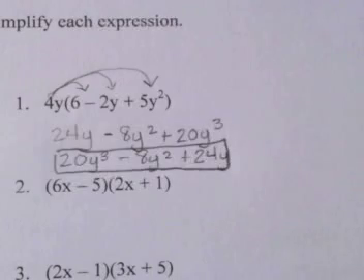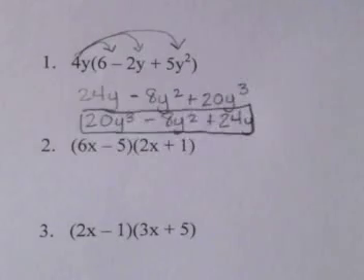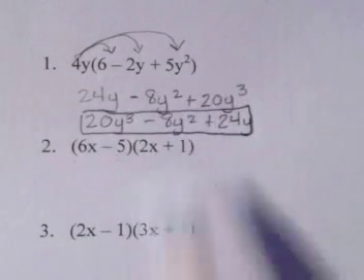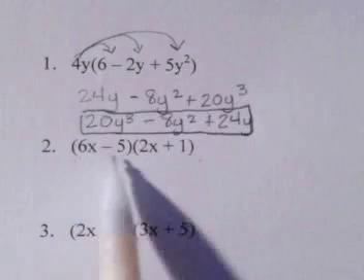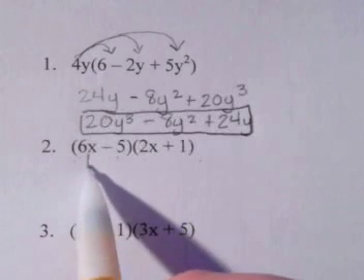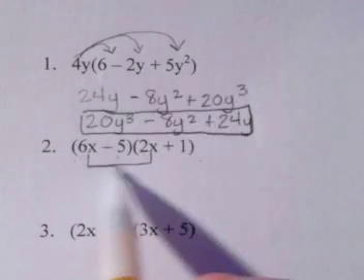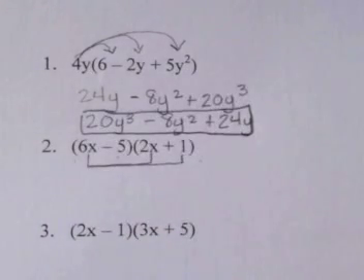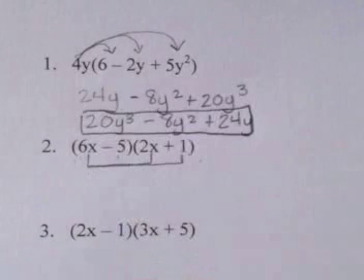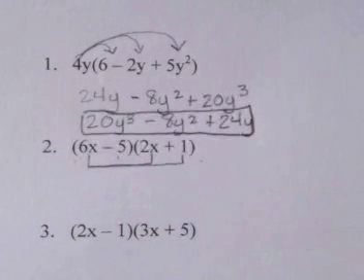Notice in the second problem, I'm multiplying a binomial times a binomial. And it's so tempting to want to just multiply the first two terms and the last two terms and get something like 12x squared minus 5. But we can't do that because the distributive property says I have to multiply this first term times both of the terms inside the parentheses. And I have to also do the same procedure with the last term in the parentheses. So let's go ahead and do that.